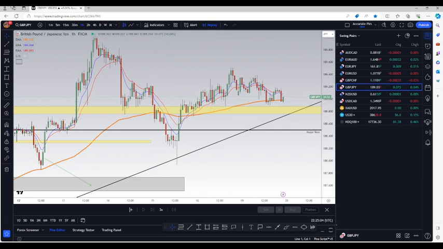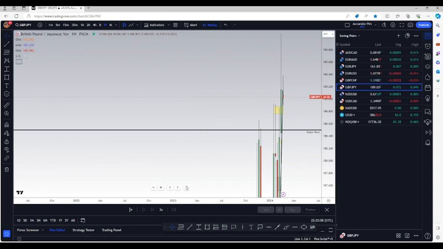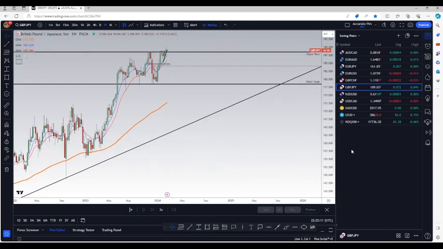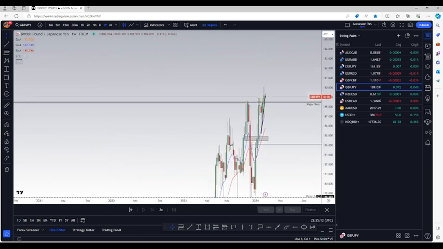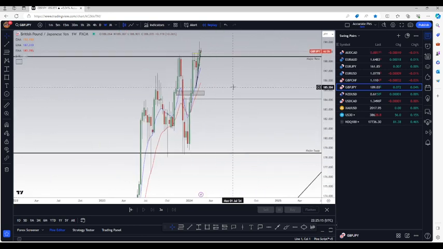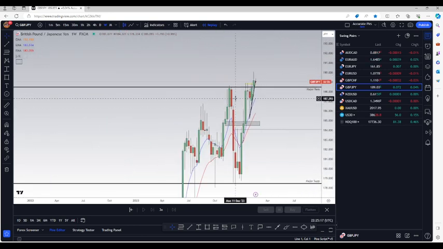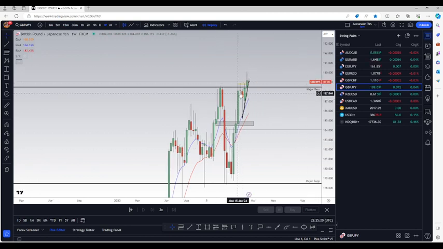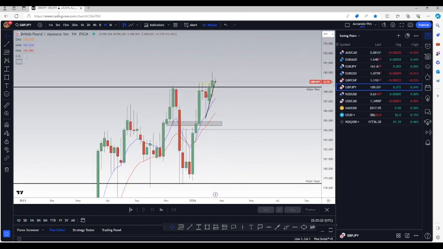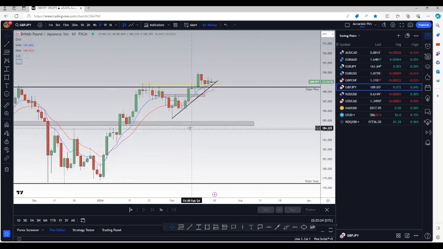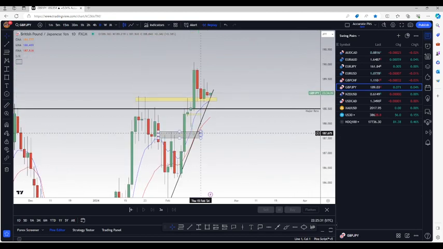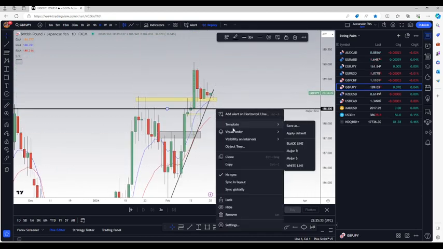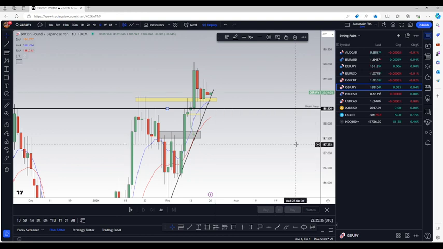Right, so move on to GBP JPY. Honestly, I did not expect price to break this major resistance level. Price has literally broken above it. Even on the weekly time frame, we've got a closure above it. Even on the daily, and look, daily is not even closing back below this major resistance level. So for now, this is holding as our major support level.